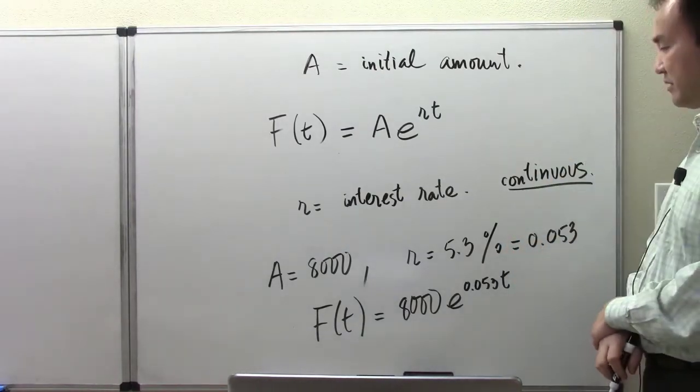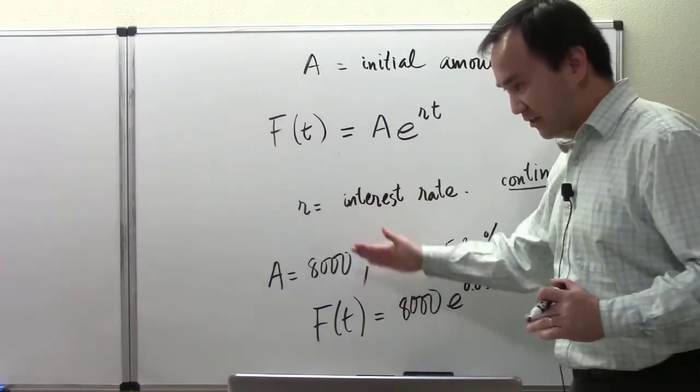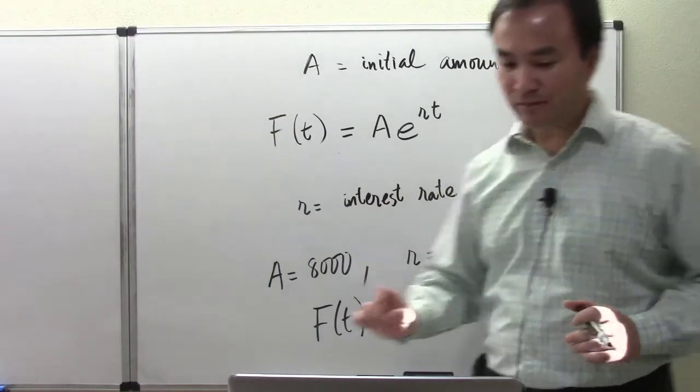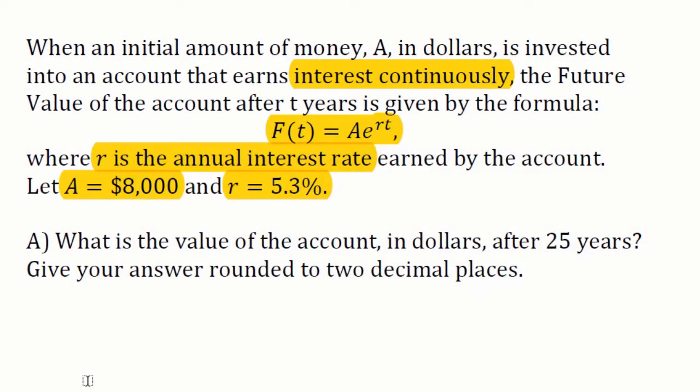Okay, continuous earning for the interest. All right, and so now, once we have a clear, solid understanding of the problem, we are looking one more shot at the wording of the problem. So now in the actual question, it's asking for what is the value of the account. It should have been what is the value in the account, to be accurate. What is the value in the account in dollars after 25 years?